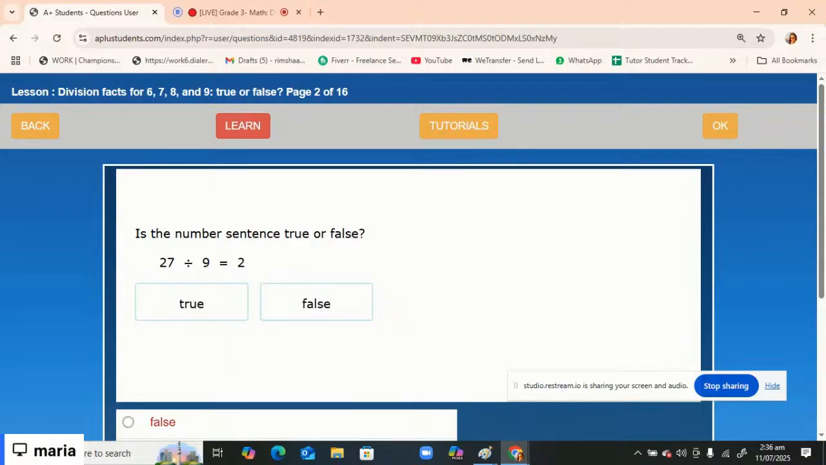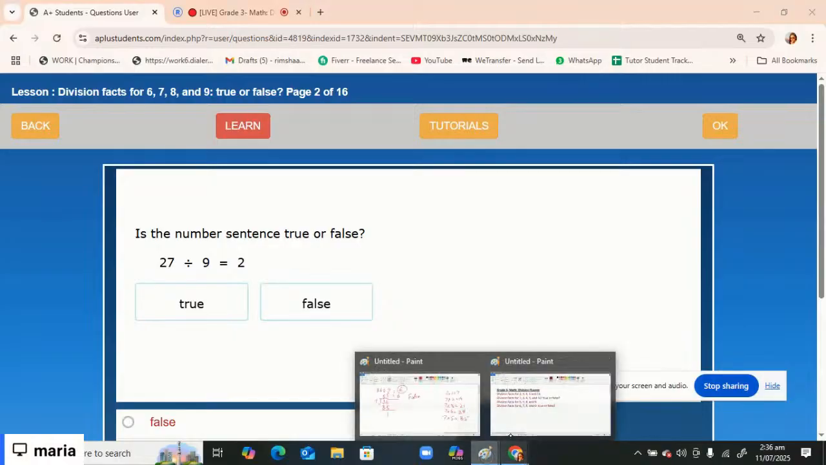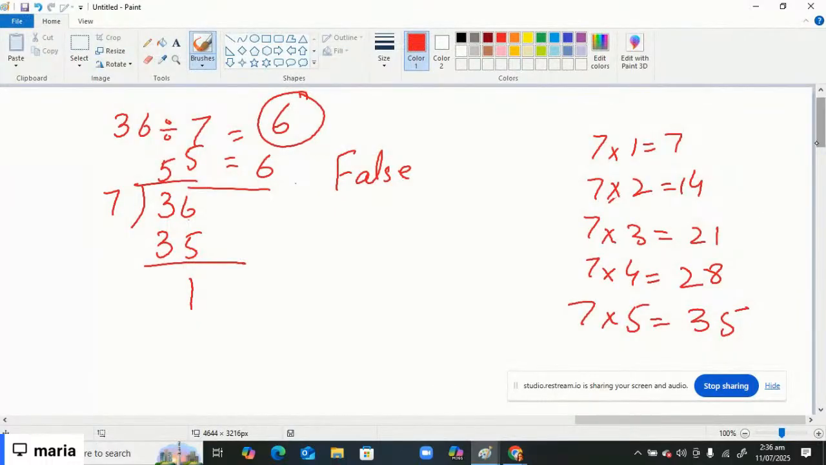Is the number sentence true or false? 27 divided by 9. And what is the answer of this? Is that true or is that false? Let's see. Now you guys tell me the answer, okay? Now I'm going to write it here, okay?